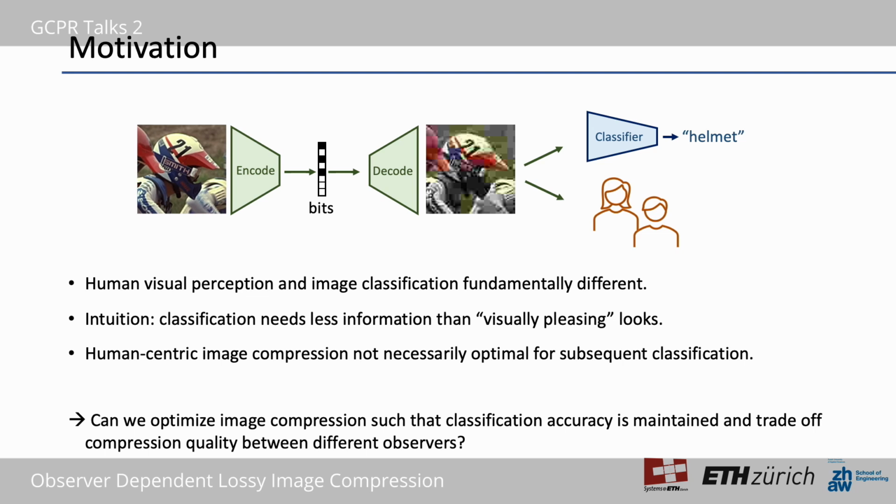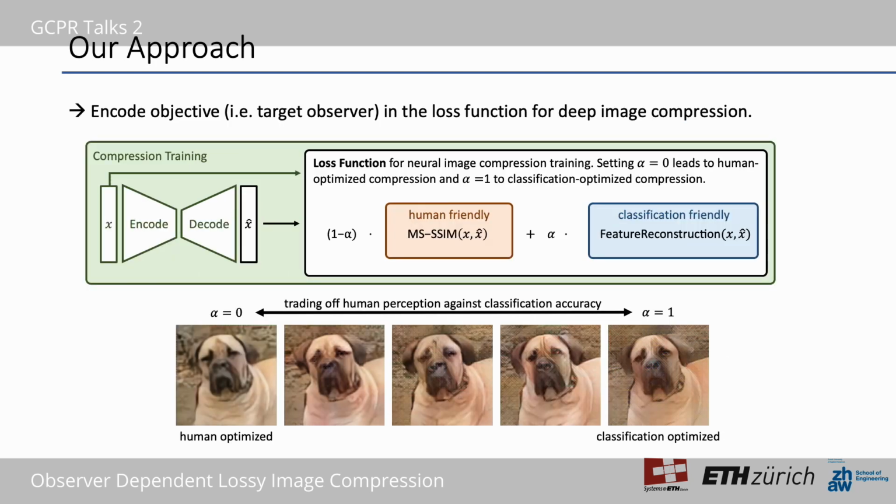In this work, we ask, can we optimize compression explicitly such that classification accuracy is maintained, and trade off compression quality between different types of observers? Our approach is based on encoding the observer in the loss function used to train deep image compression, using a human-inspired notion of similarity for human-optimized compression, and the feature reconstruction loss based on deep VGG features to train classification-centric compression.